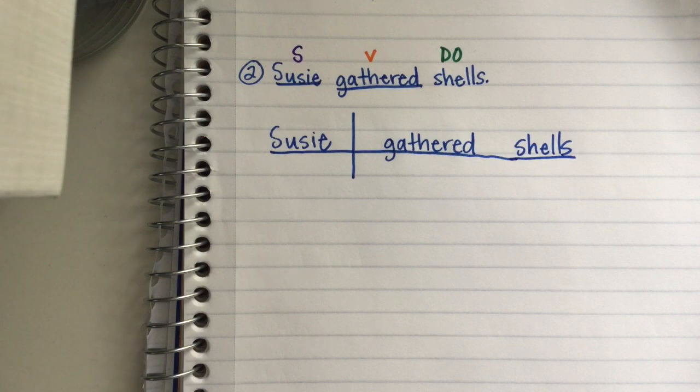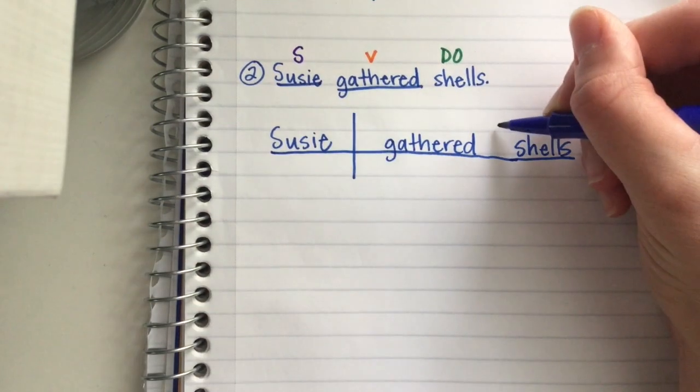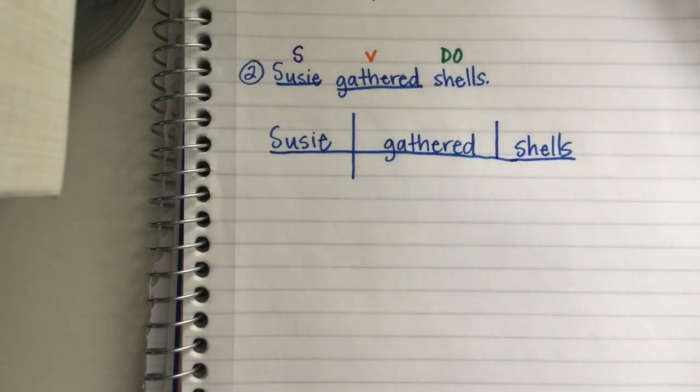And then we have to draw a line between gathered and shells to show that they're two separate parts of our sentence. But the rule for the lines with direct object is that it only goes halfway.